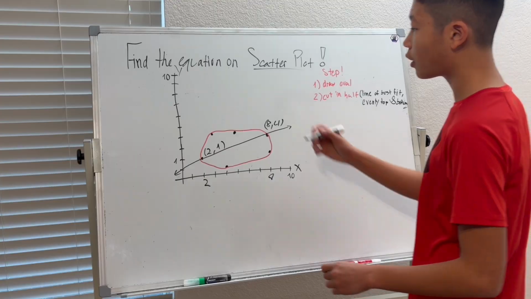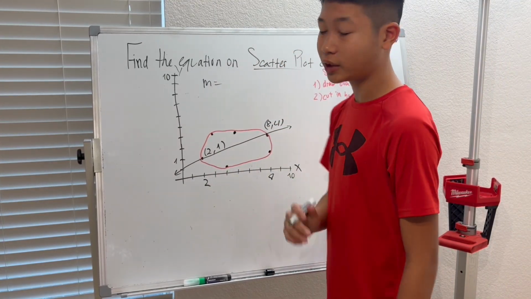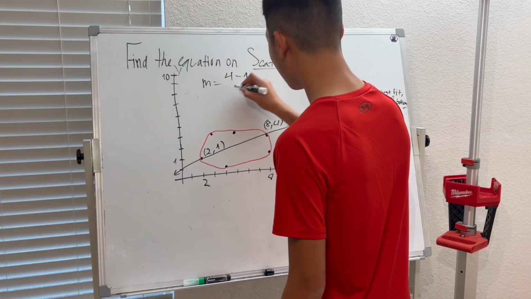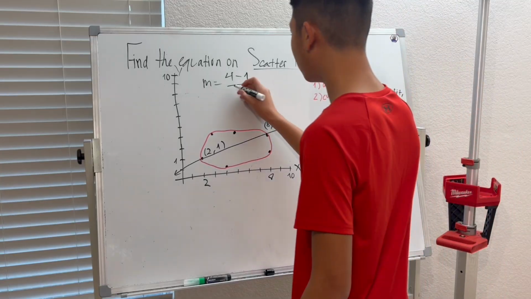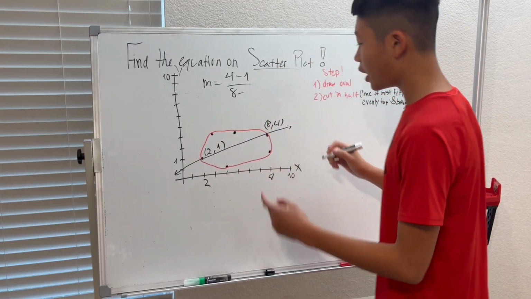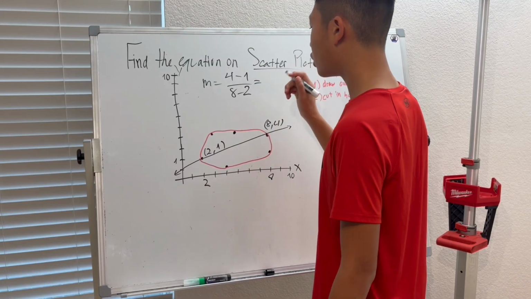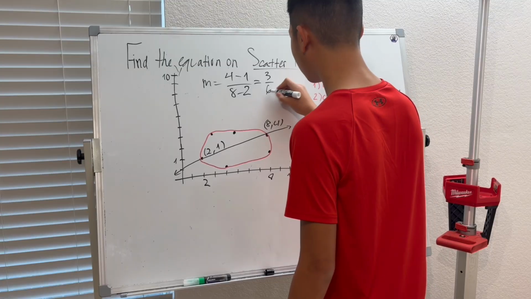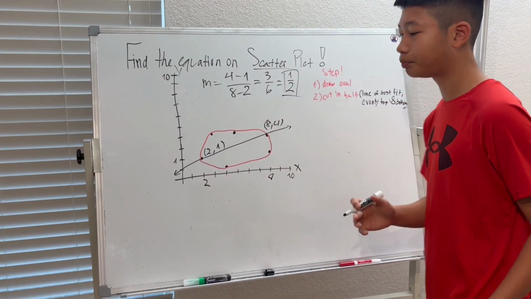Use the slope formula. M equals y2, which is 4, minus y1, which is 1, over x2, which is 8, minus x1, which is 2. That is equal to 4 minus 1 is 3, over 8 minus 2 is 6. Simplify this, you get 1/2. So that's the slope.